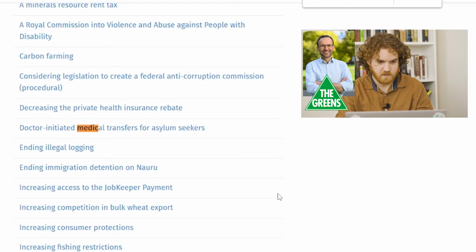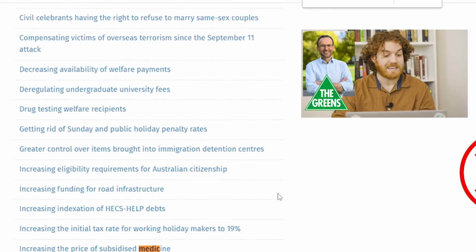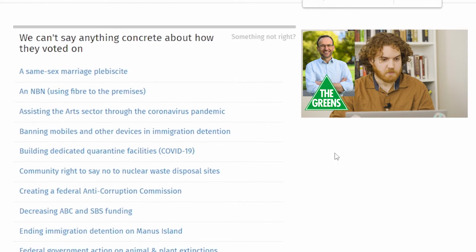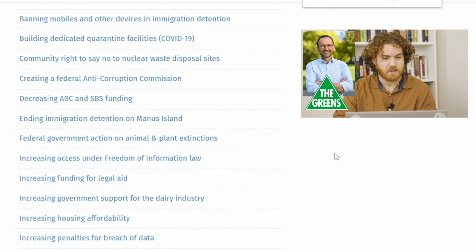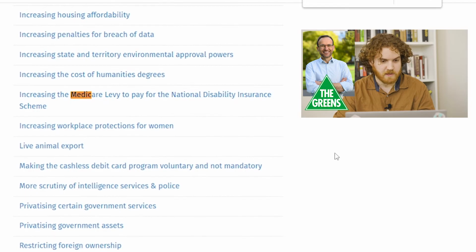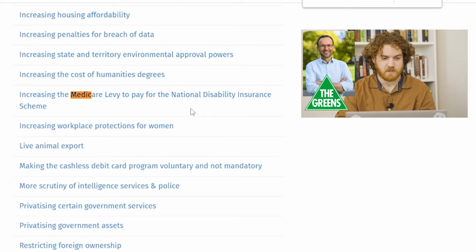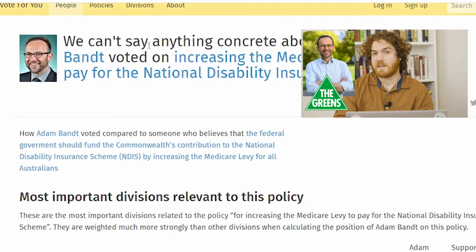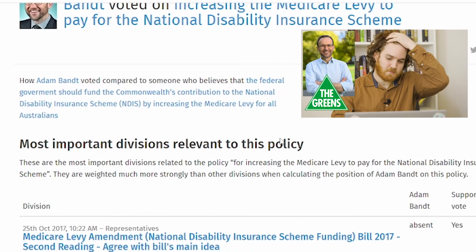So medicine, he has voted consistently against increasing the price of subsidized medicine, and it says we can't say anything concrete about how they've voted on increasing the Medicare levy to pay for the National Disability Insurance Scheme. So if we click on that, that's another category, by the way. We can't say anything concrete about how they voted on this. That is potentially because they weren't present for a vote, or because there haven't been enough votes to create a consensus or an average on this. So there may have just been one.